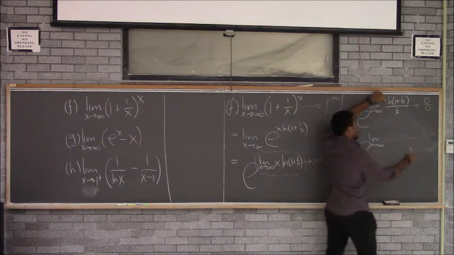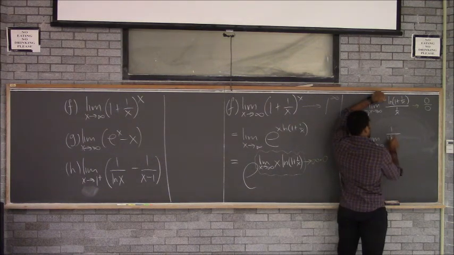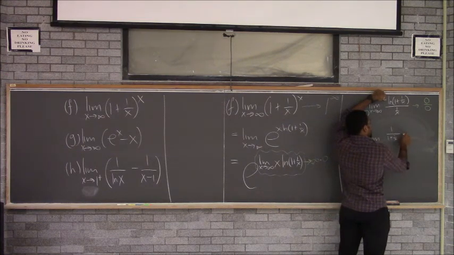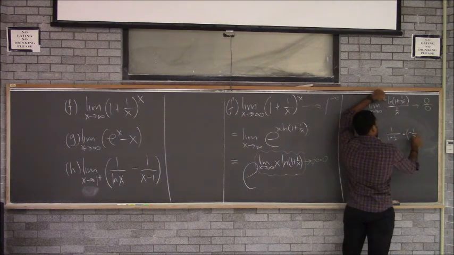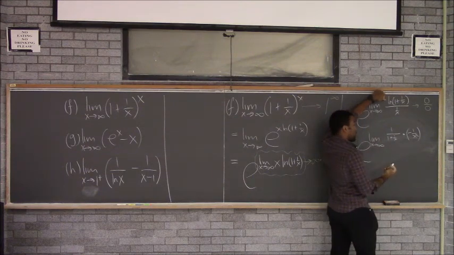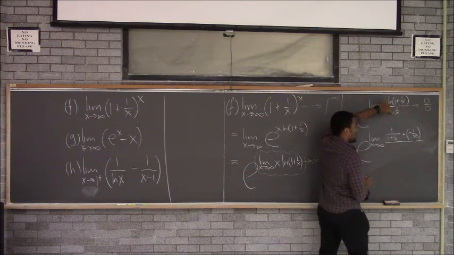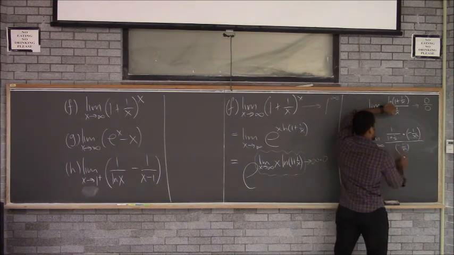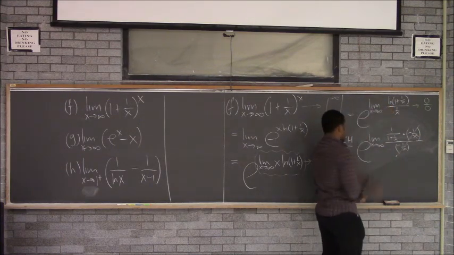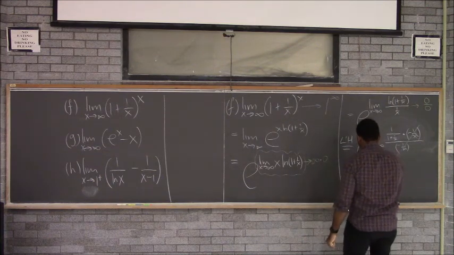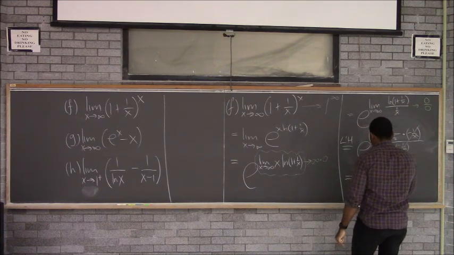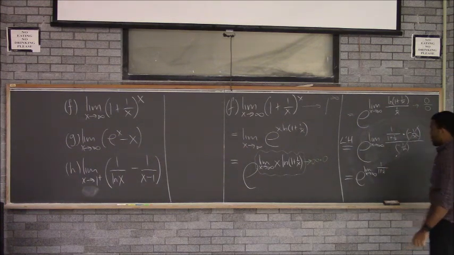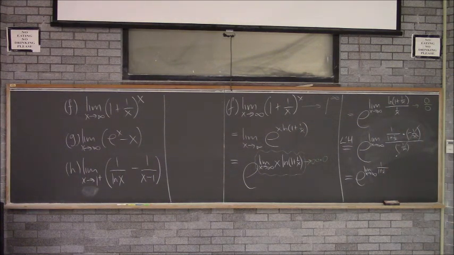Over x. Derivative, so it's u prime over u. Derivative of the denominator? Negative 1 over x. That cancels. So now I end up with e to the limit as x approaches infinity of 1 over 1 plus 1 over x. Does that make sense?